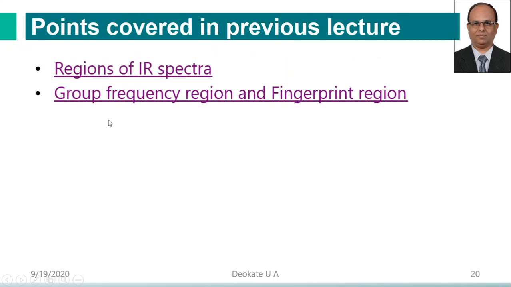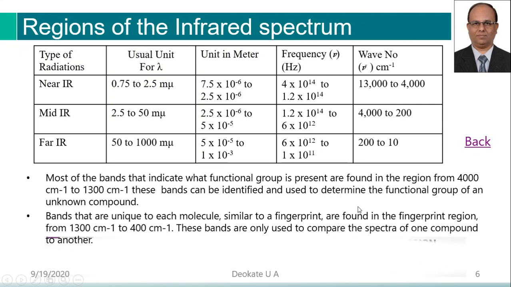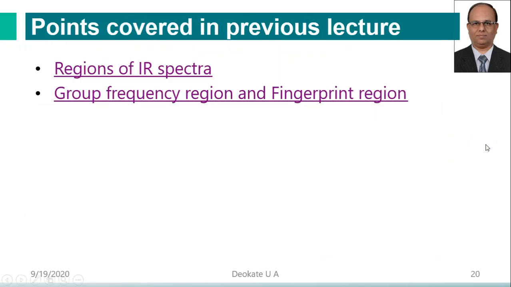Now, the second point we covered: group frequency region and fingerprint region. We have divided the infrared spectrum into two regions. From 4,000 to 1,300 centimeter inverse is known as the functional group region or group frequency region, where the exact functional group can be detected. The other region is between 1,300 to 400 centimeter inverse, called the fingerprint region, which is a unique identifying characteristic for the various functional groups.